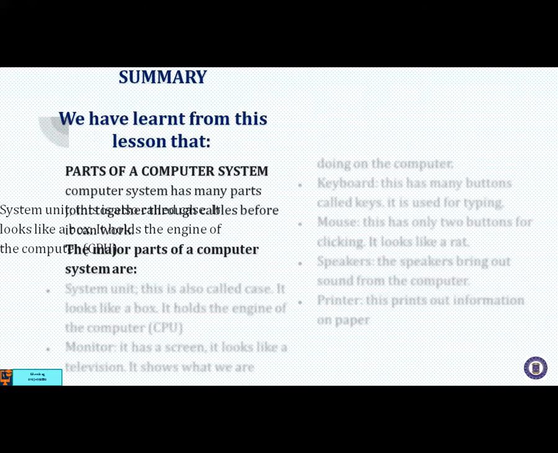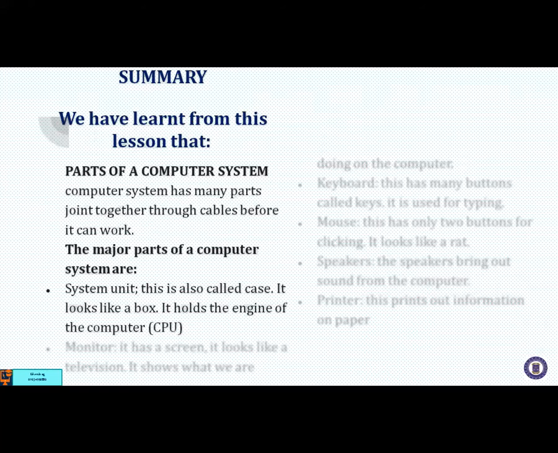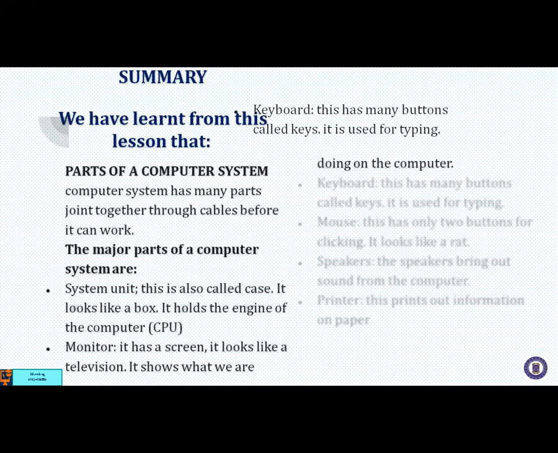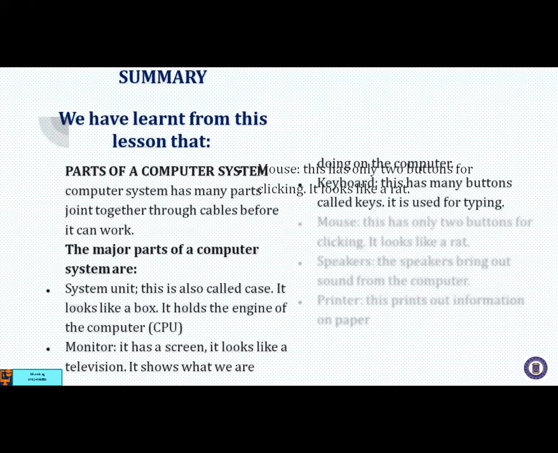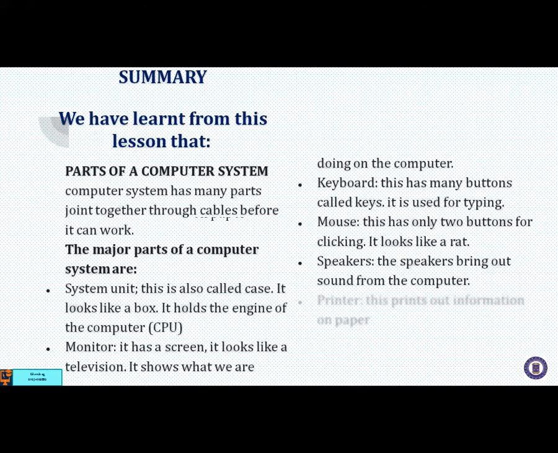They are the system unit, the monitor, the keyboard, the mouse, the speakers, and the printer. These are the major parts of the computer system.